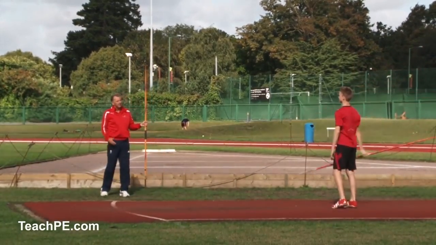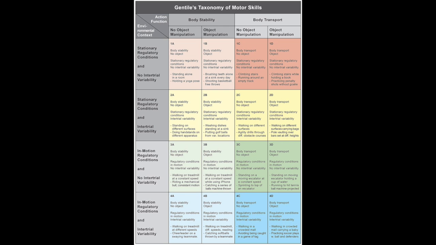The javelin throw is classed as a Category 4 skill by Gentile's 16-tier taxonomy. It comprises both body transport and object manipulation, the run-up and the throw respectively. The environment is strictly regulated to the stationary, and the outcome is bereft of inter-trial variability. This is indicative of its moderate complexity.